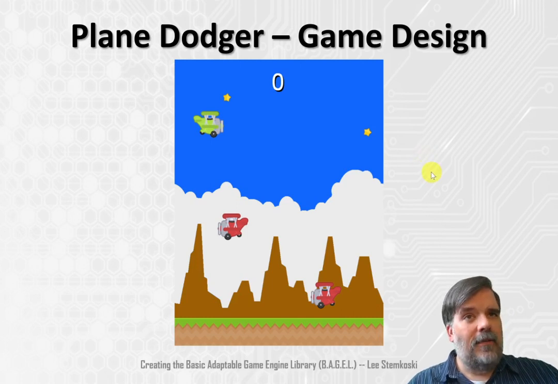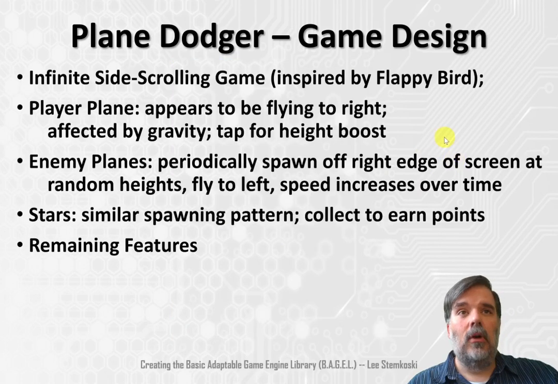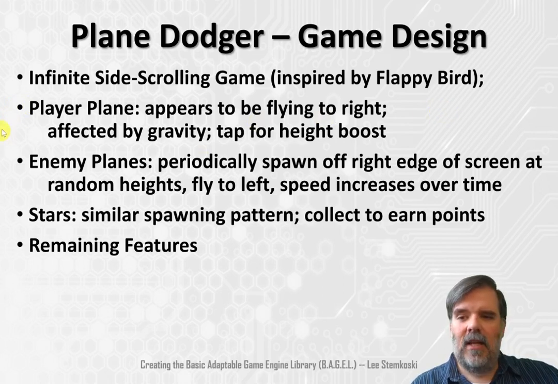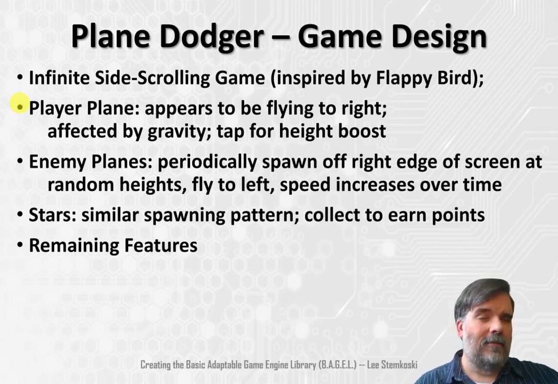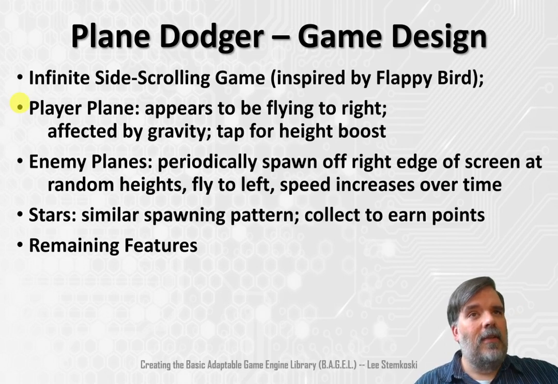So here are the different video topics that we'll go through in the next set of videos. So we've talked about what this game is. It's an infinite side-scrolling game where you try to get higher and higher scores. The player plane will be appearing to fly to the right, and the player plane will also be continuously pulled down, kind of simulating the effect of gravity. And by pressing a key, the plane will get a little boost of vertical speed, and that's how the player will control its vertical position.